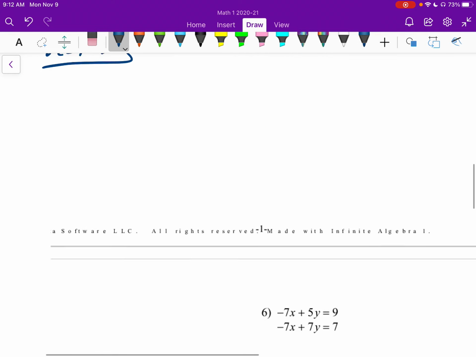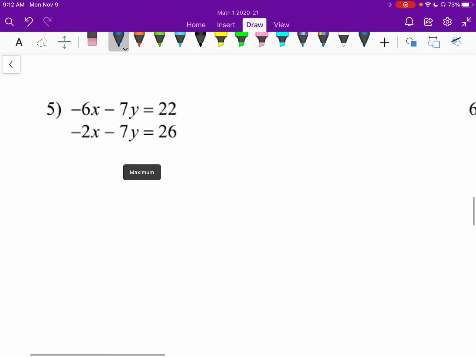All right. Next page, number 5. I want to try to add or subtract these together. I look at my y's. My y's look like they'll cancel, but I've got a negative and a negative. So I'm going to really have to subtract them. Let's instead multiply through by a negative 1.